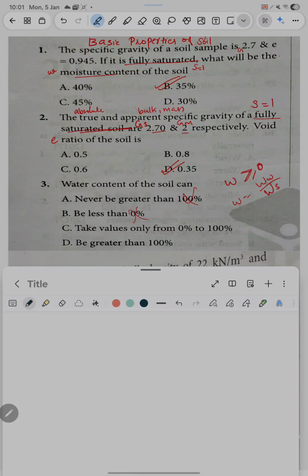Be less than 0? B takes value from 0 to 100%? Be greater than 100? May be greater than 100. So the water content of soil can be greater than 100. So in this, the correct option is D. Okay.